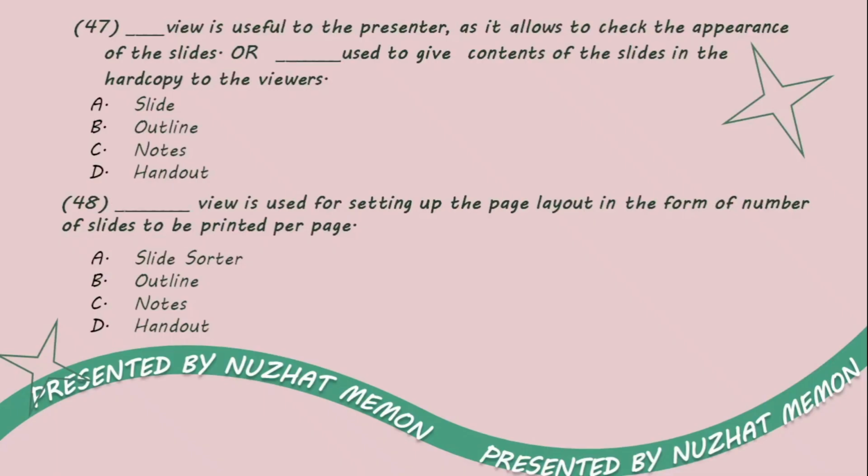47. Dash view is useful to the presenter as it allows to check the appearance of the slide, or dash is used to give contents of the slide in the hard copy to the viewer. So if the word print or hard copy comes, the answer is going to be handout view only. 48. Dash view is used for setting up the page layout in the form of number of slides to be printed per page. So here the correct option is again handout view.